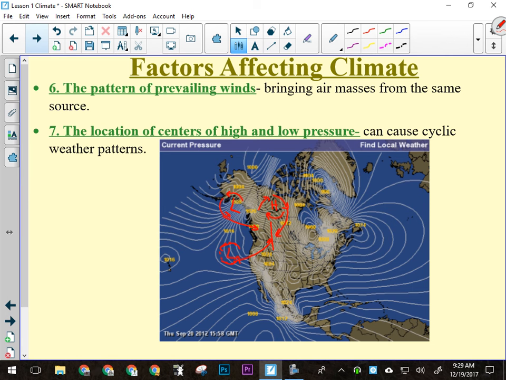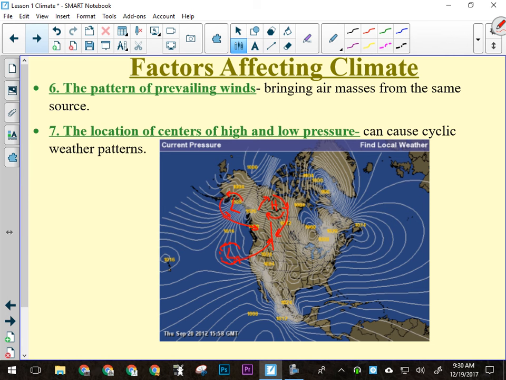So if you're typically in a place that's a high pressure area, you get less precipitation, you get clearer skies. But in the winter, that means quite a bit colder. If you're in a place that's typically low pressure, you get more precipitation, and it tends to be a little bit warmer, things like that. So that's generally what we mean by locations of high and low pressure. But those move around all the time.